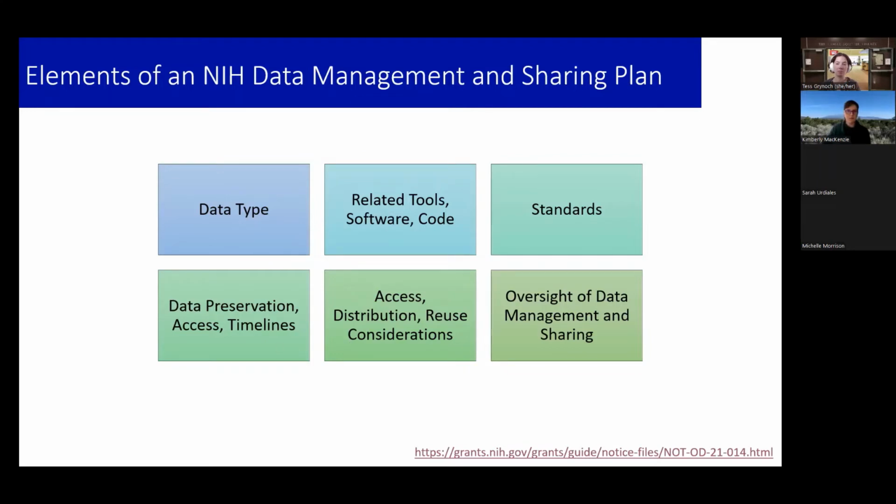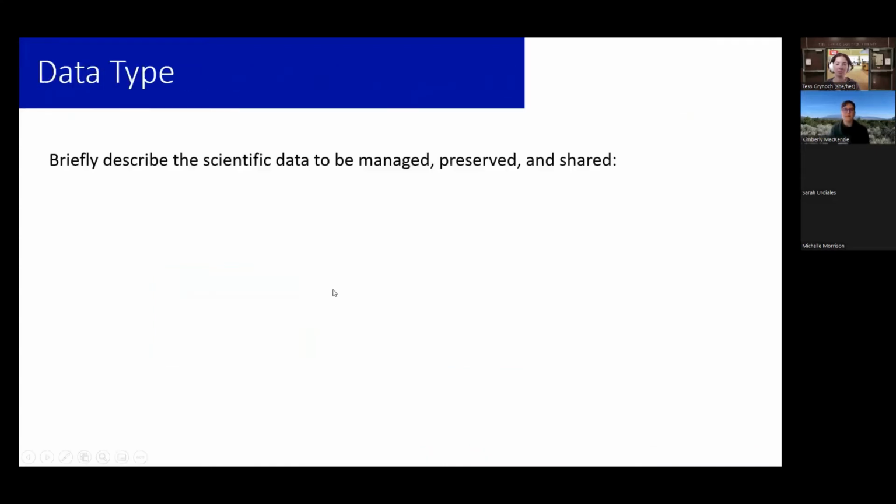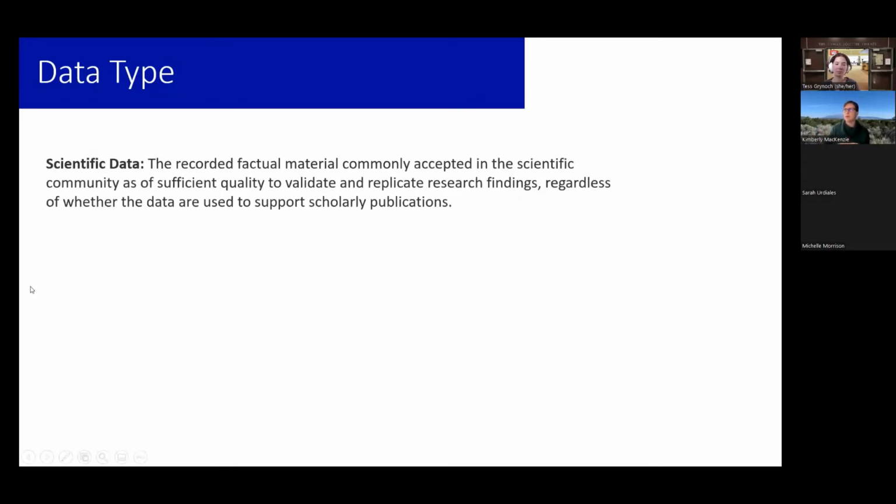oversight of the data. Now, before we, the basic purpose of the data type section, first of all, is to describe the scientific data that is going to be managed, preserved, and shared. And before we jump into the details of what that means, let's take a quick look at the definition that the NIH provides for scientific data. They're referring to, this is quoted directly from them, the recorded factual material commonly accepted in the scientific community as of sufficient quality to validate and replicate research findings, regardless of whether the data are used to support scholarly publications.